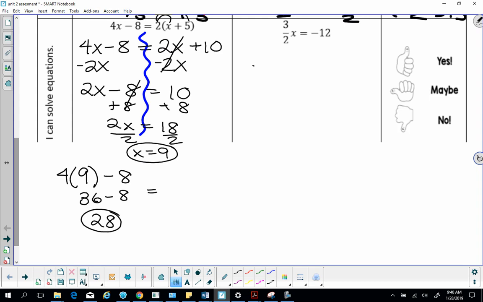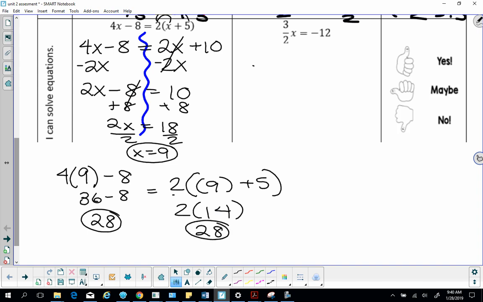Now it should be equal to whatever I get on this side. So let's try it on this side. So first in PEMDAS, I do parentheses, or you can type this right into your calculator. What's 9 plus 5? 14, and 2 times 14 is 28. Do we see that these two sides are equal? Yep, so we know we did it correct.